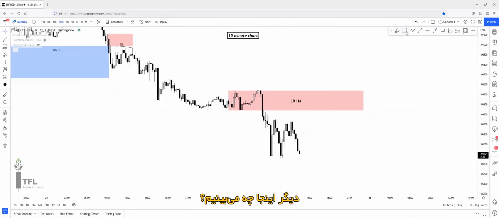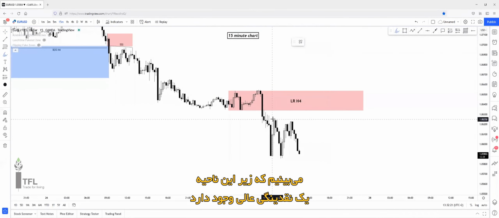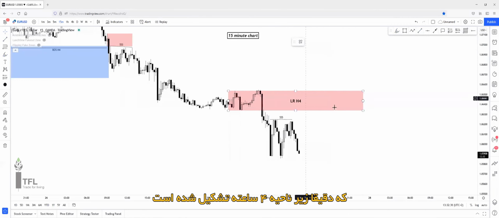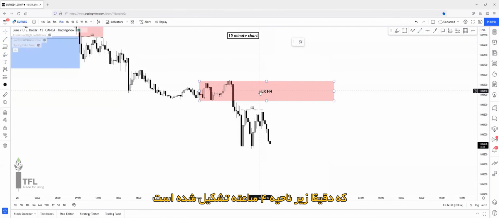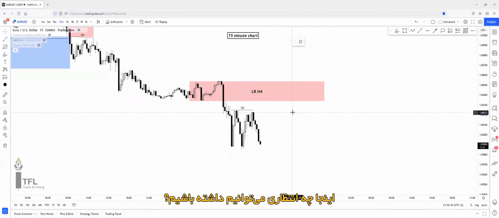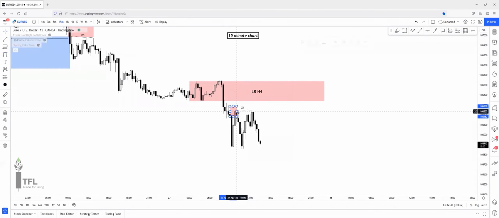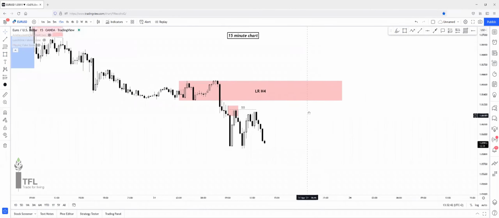Okay, what else can we see right here? We can see that below this 4-hour zone, there's a perfect liquidity, right? We can all agree on this one that there's liquidity. I will mark this as a liquidity line. So here's a liquidity line built up just below this last recent 4-hour zone. Okay, what can we expect here? As you can see, price tapped this 15-minute decisional zone.